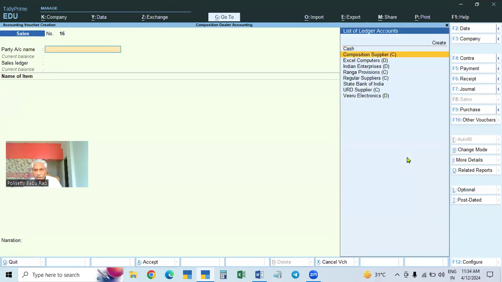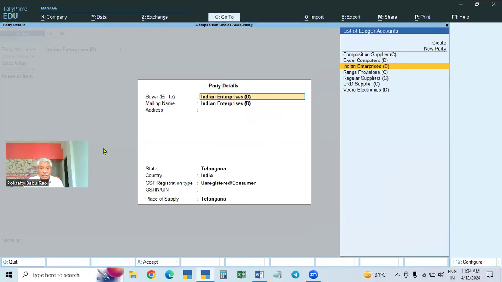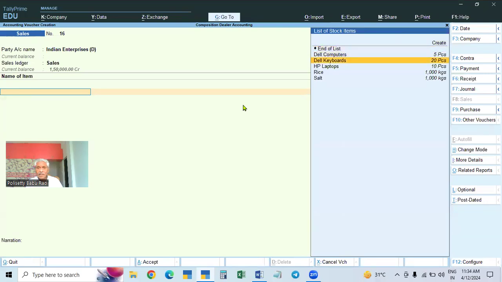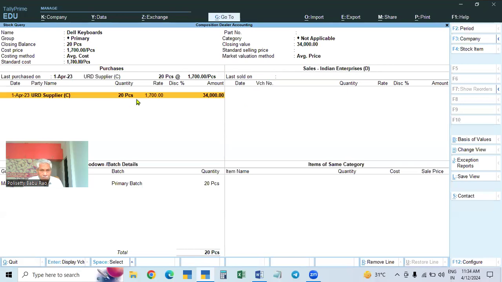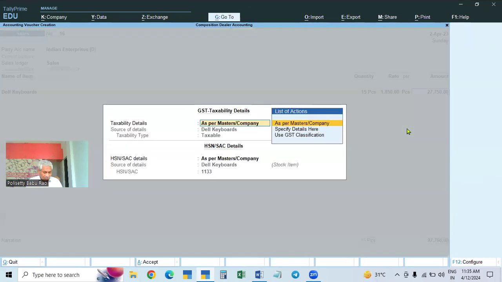And then we make another debtor. This is Indian Enterprises. This is an unlisted dealer. No, we are not bothered about anyone. Unlisted dealer. We sell Dell keyboards, for example. Dell keyboards, we sell 20 numbers or 15 numbers. So what is the rate? We purchased for 1,700. We sell for 1,850, including profit. Okay, take it. This is also taxable.